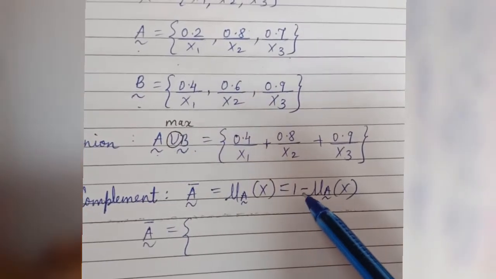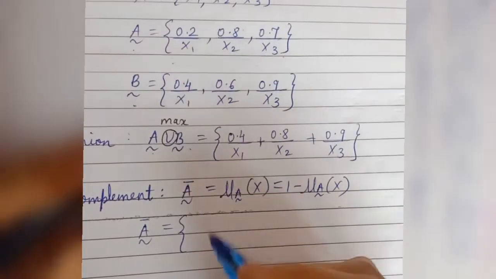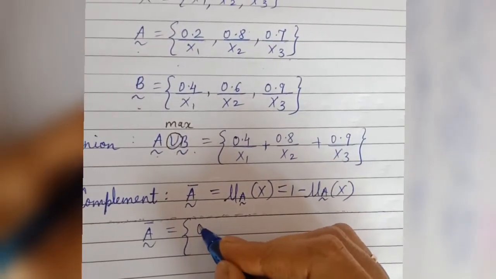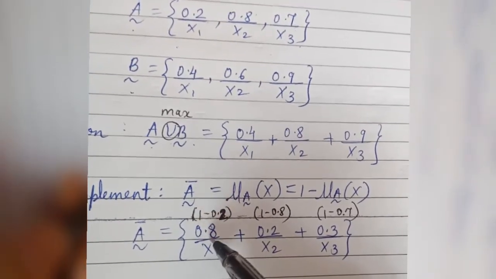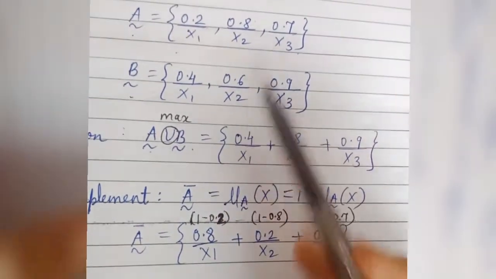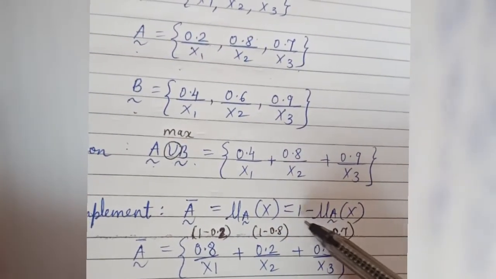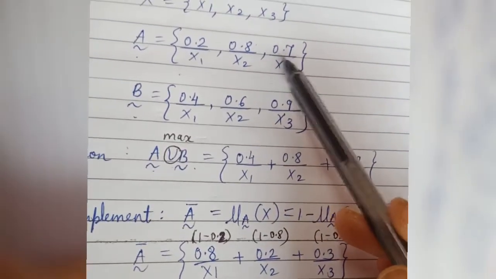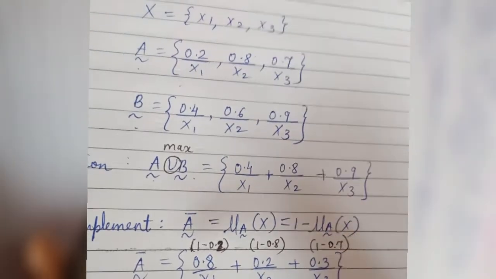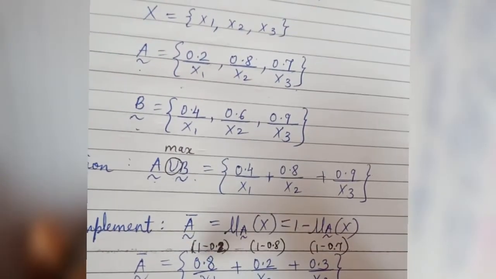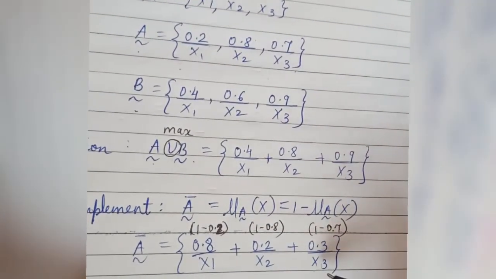Let's start. 1 minus first element in set A. 1 minus 0.2 is 0.8. So the first element is 0.8, that is 1 minus 0.2, we get 0.8. For the second element, 1 minus 0.8, that will give 0.2. For the third element, 1 minus 0.7, that is 0.3. Write it as 0.3 upon x3. So A complement set contains three elements: 0.8 upon x1, 0.2 upon x2 and 0.3 upon x3.